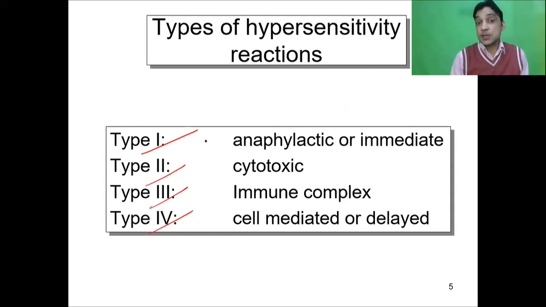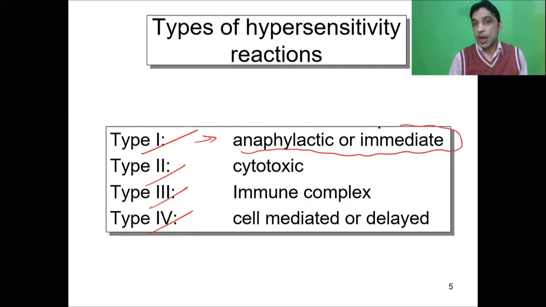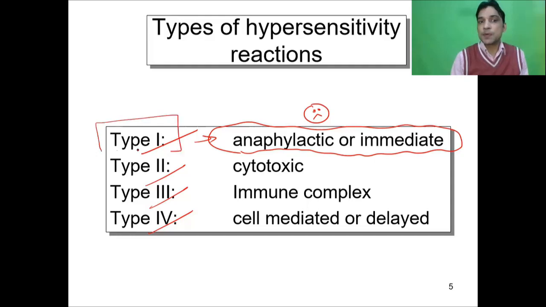Type 1 is called anaphylactic or immediate, and you can rate this as the worst form of immune reaction. It's quite dangerous. It can cost a life. I can tell you, it can cost a life. The anaphylactic response of the immune system can take the life away, and that belongs to type 1 hypersensitivity.